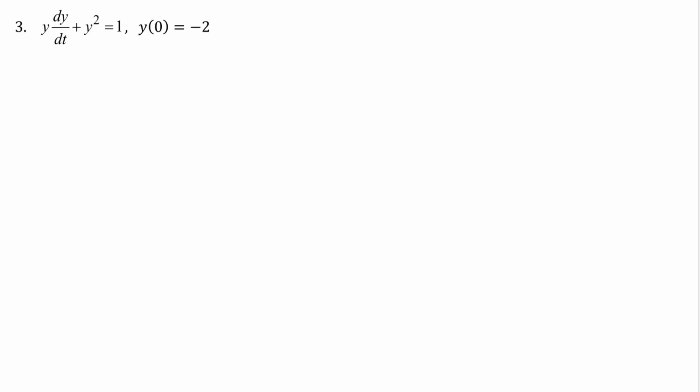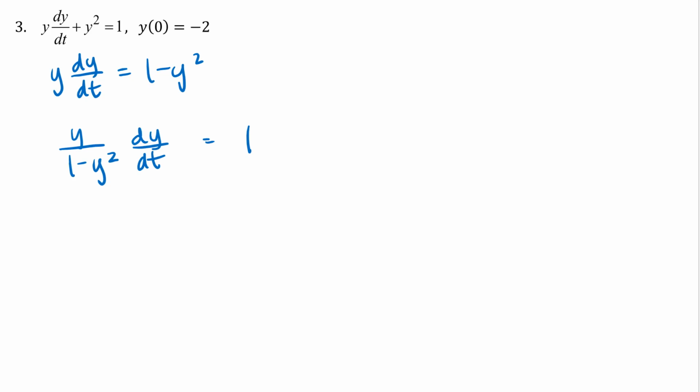I'm going to start by subtracting y squared from both sides. And then if I divide through by 1 minus y squared, I'll have all the y's on the left, and then on the right side I'll just be left with 1. So there we've separated the variables. Our function of t is really just 1 in this case.